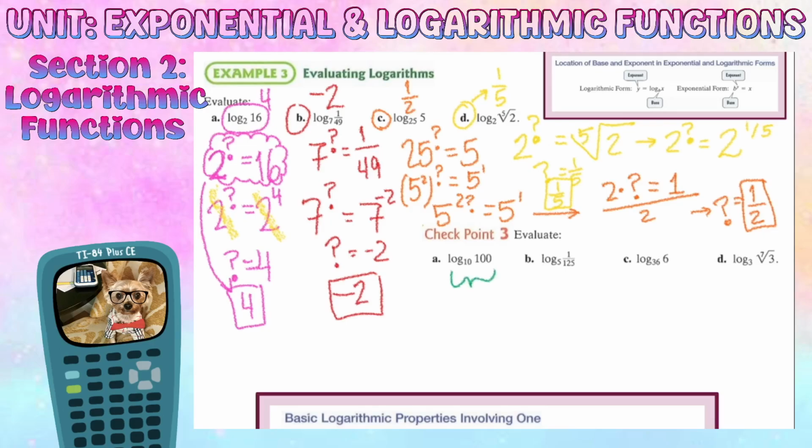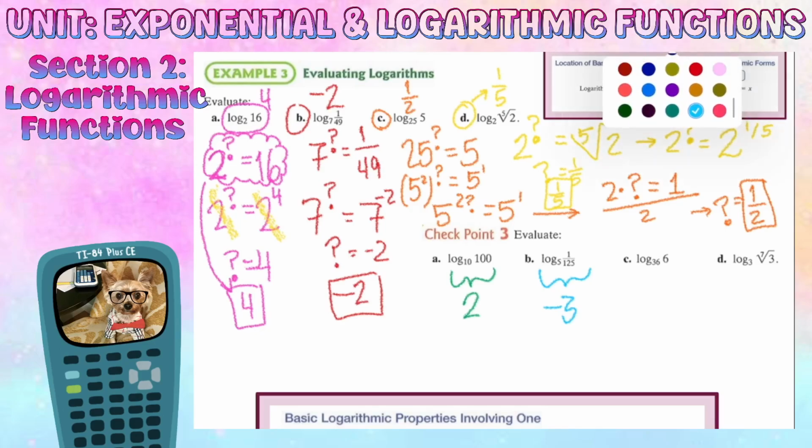So 10 to what power is 100? 2. Next example is going to be 5 to what power is 125? If you could do it in your head and get negative 3, beautiful. If you got to write it down, 125 is 5 to the 3rd. It's in the denominator. Move it up, make the power negative, then so be it.